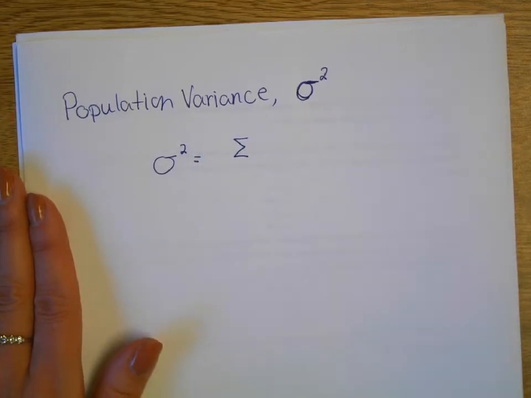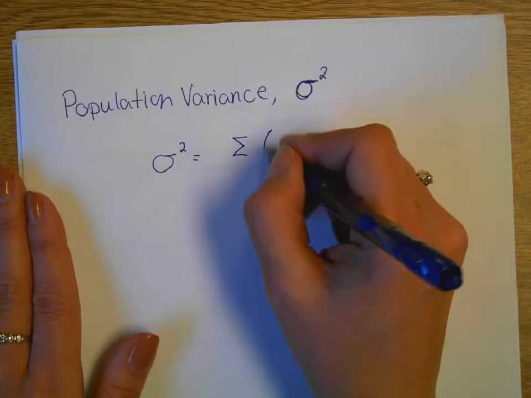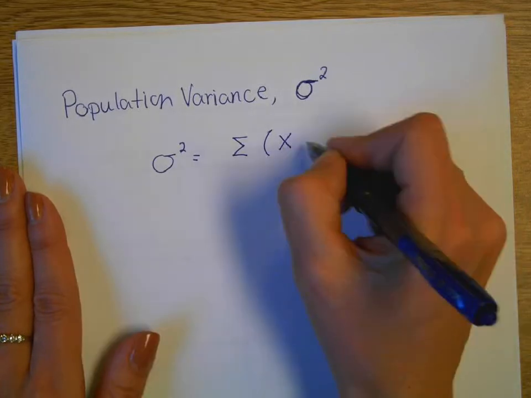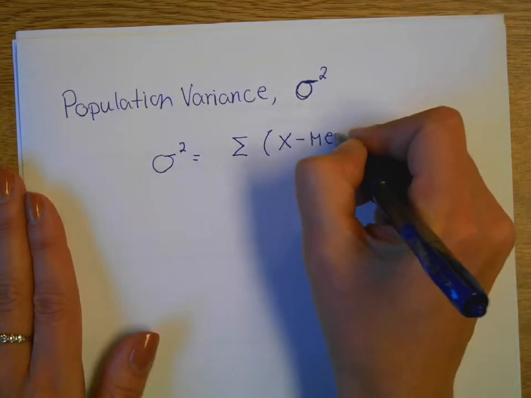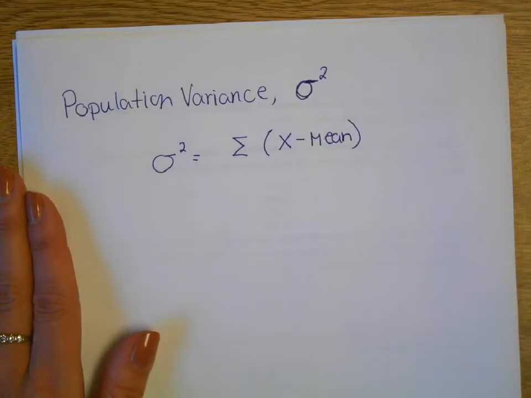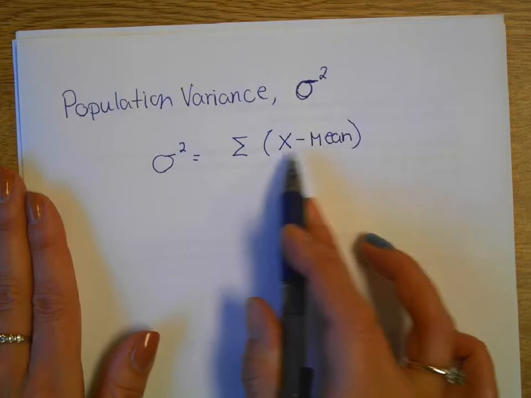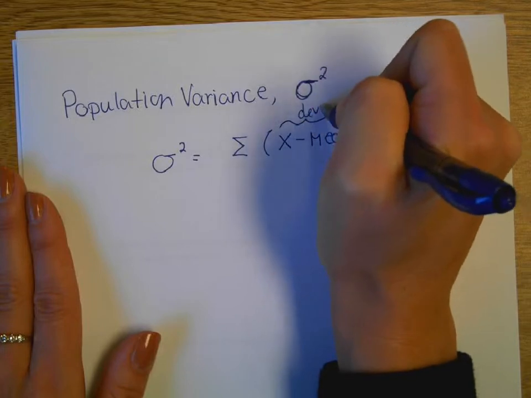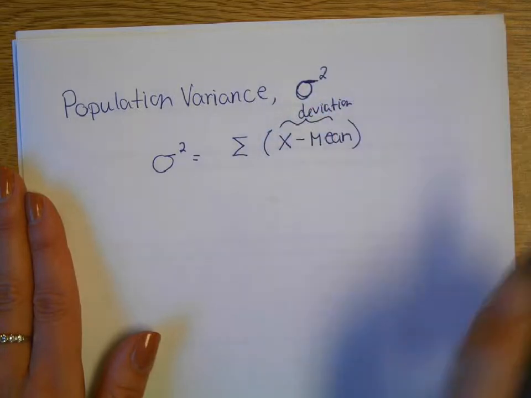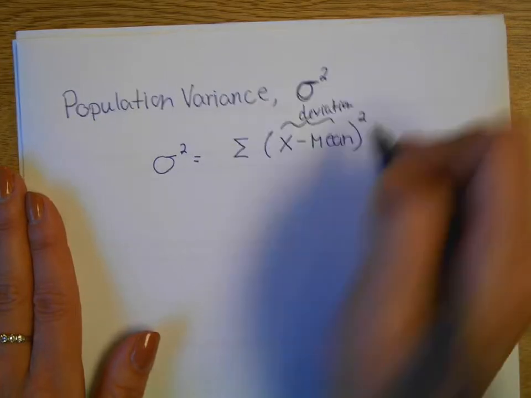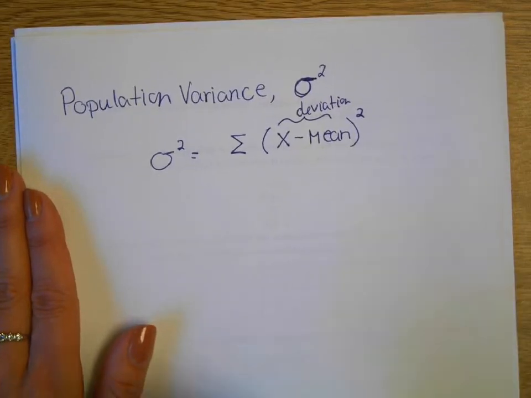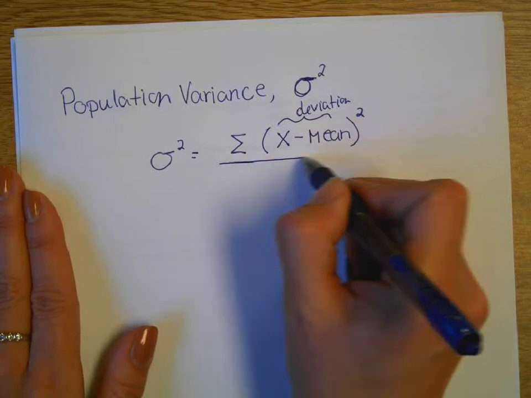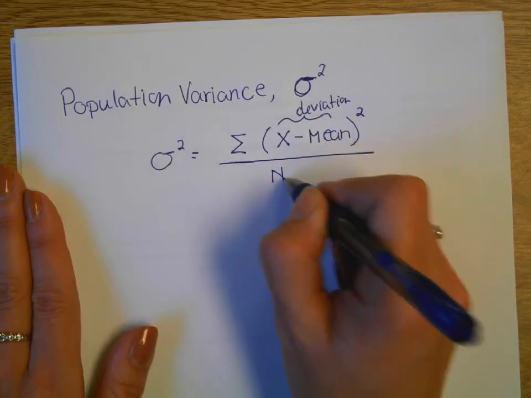You're going to take each data value, so we'll call it an x value, subtract the mean of the set. These are called deviations. It's how far away each value is from the mean. This is called a deviation. You're going to take each of those differences and square them. That's what you're going to add up. After you subtract and square, you're going to add up all of those squares. Then you're going to divide by the population size.